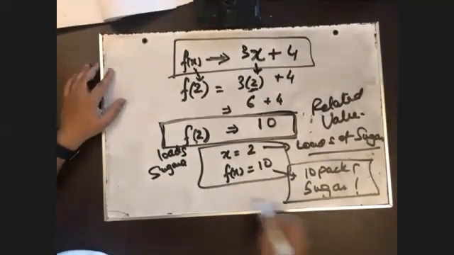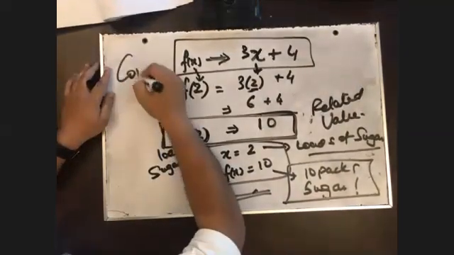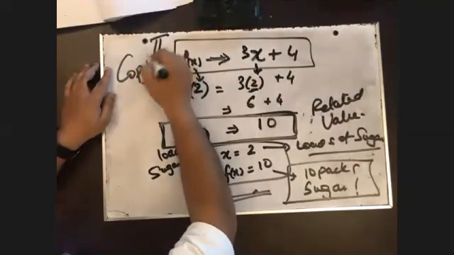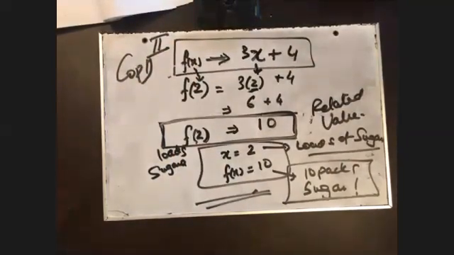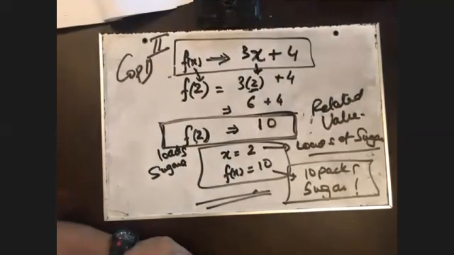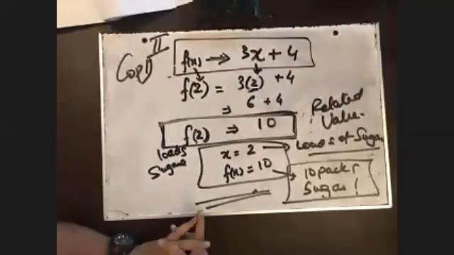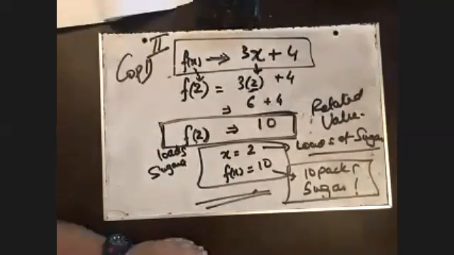Brilliant. Love you guys. Copy this. This is board number 2. Board number 1 has been sent to you. You will copy that as part of your syllabus. Board number 2 is where we start the numericals. Copy this, please. You have 1 minute to copy this.